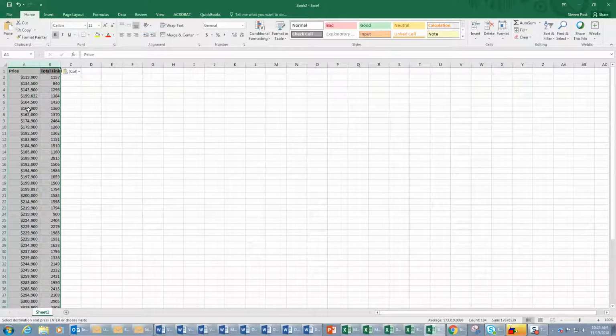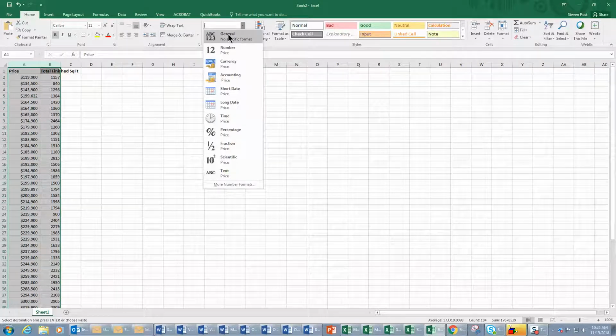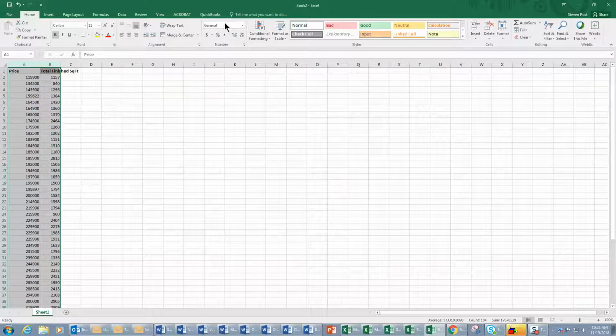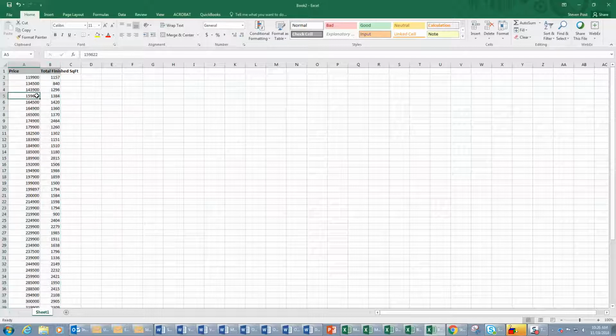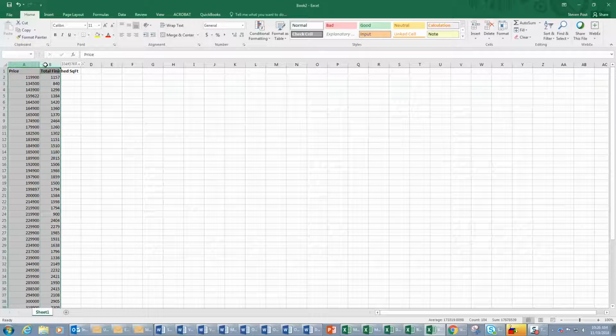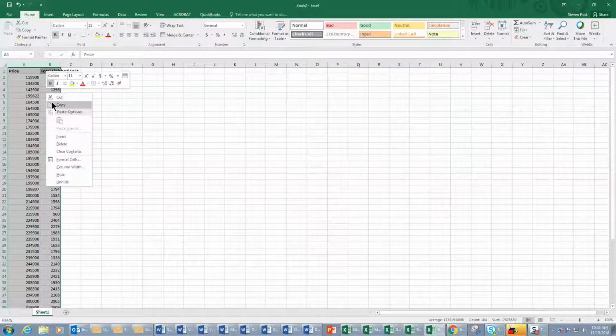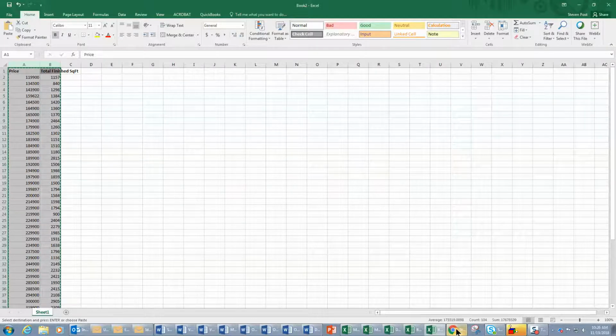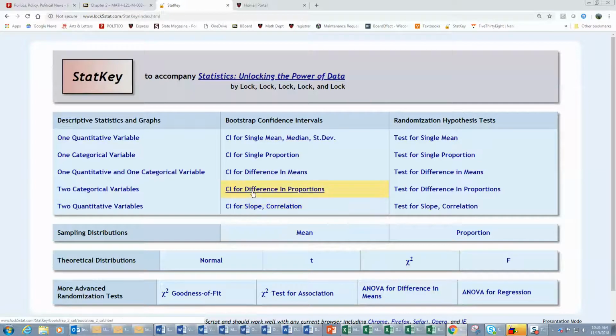And Statkey does not like dollar signs and commas, so to get rid of those, I go up here and I choose general format. So make sure that the numerical format is called general, and now I've got the same numbers but no commas, no dollar signs. And I grab those two columns and I go to Statkey. So I've copied them and I'm going to paste them into Statkey.